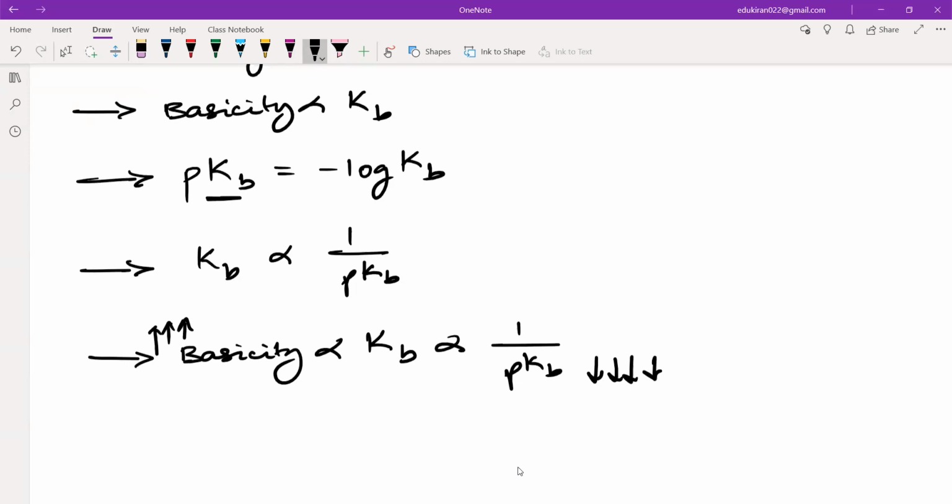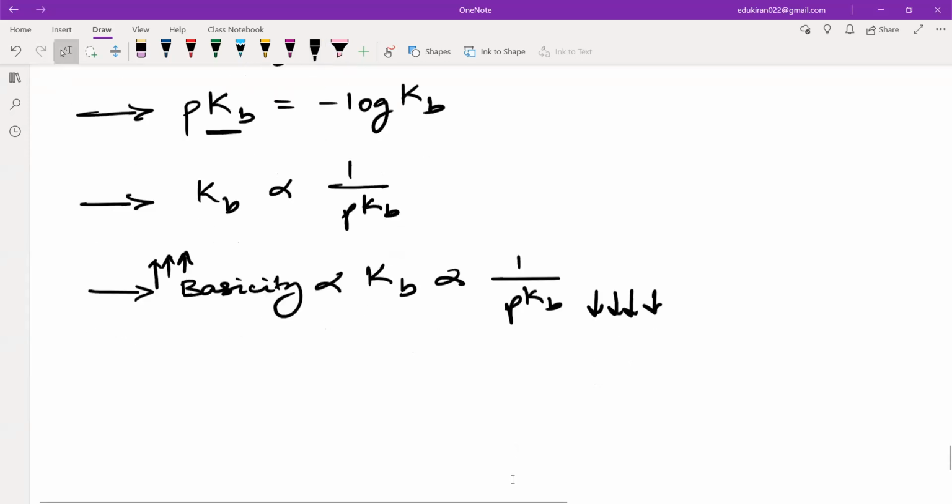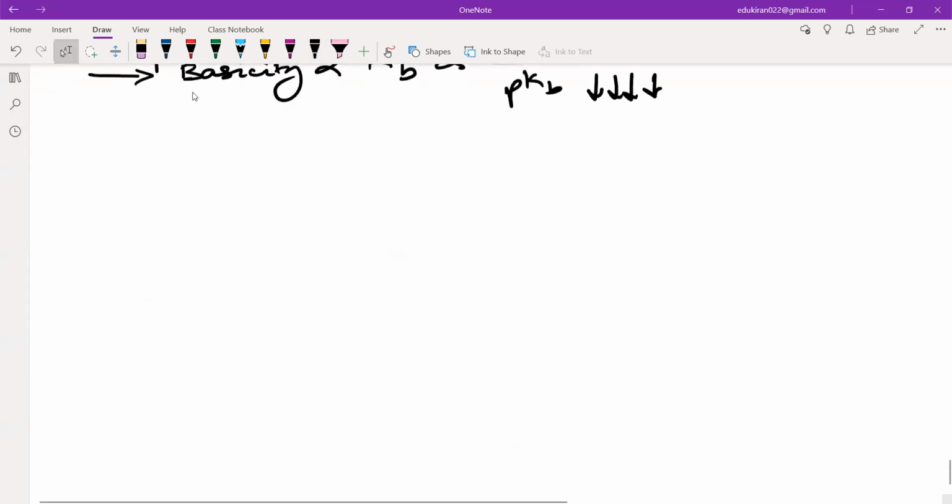Yes, sir. Okay, now the first comparison of basic nature will be with ammonia. So we have the comparison of alkane amine, let me write it like this: RNH2 versus NH3. RNH2 versus NH3. Now first of all, you can see what the two reactions are.